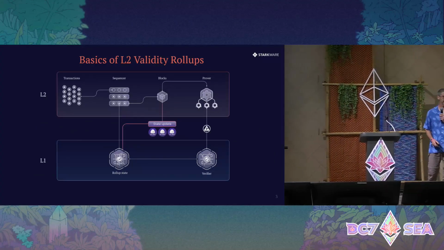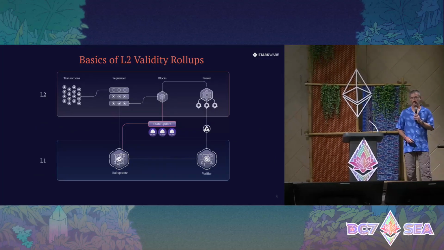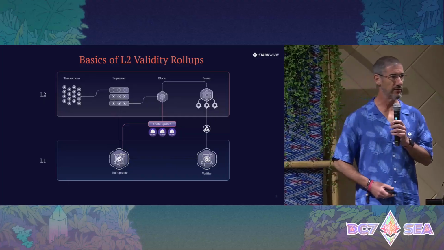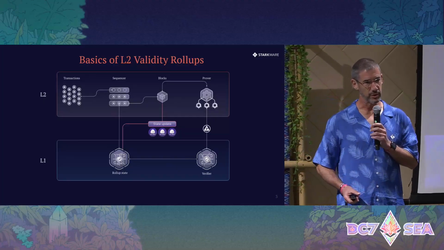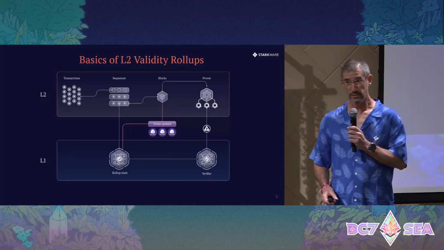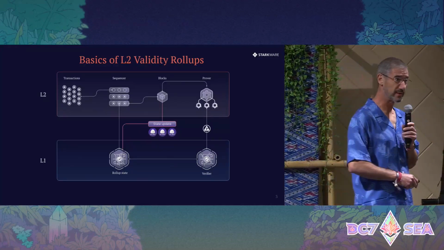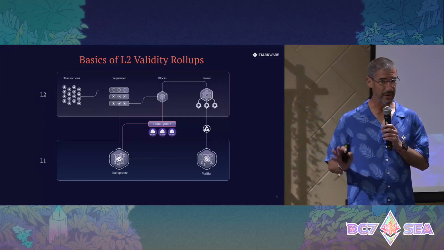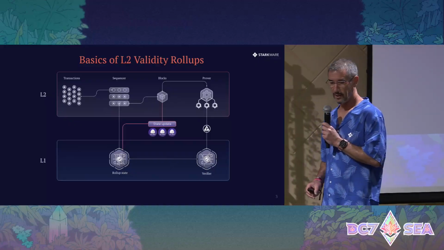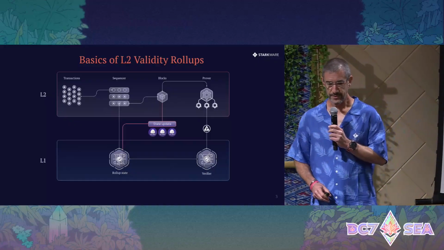You have transactions. Sequencers select these transactions, define their order, and I'll use the term sequencer also for execution of these transactions. So if you're confused by based rollups where they separate the sequencing from execution, here I'm going to combine them. And they build the blocks.